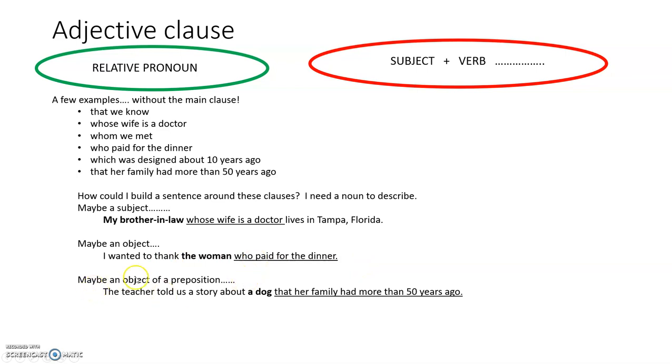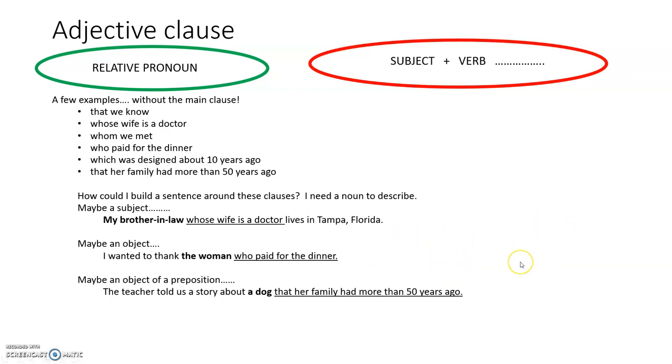And nouns can also be an object of a preposition. The teacher told us a story about a dog. So there's the preposition about. About what? About a dog. Okay, so this is the noun that's being described. What kind of dog? Well, it's a dog that her family had more than 50 years ago. Okay, so we have a few correct examples of sentences with adjective clauses here.